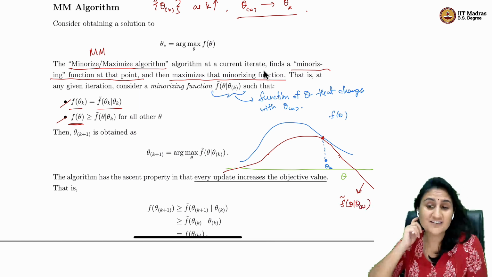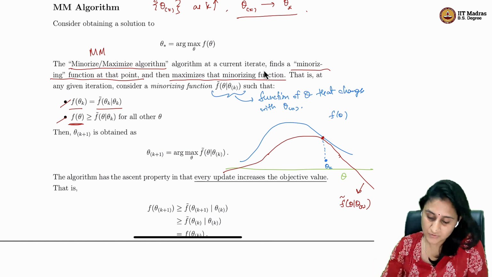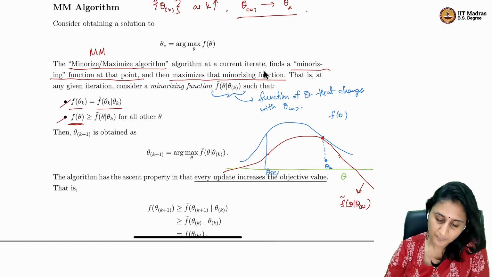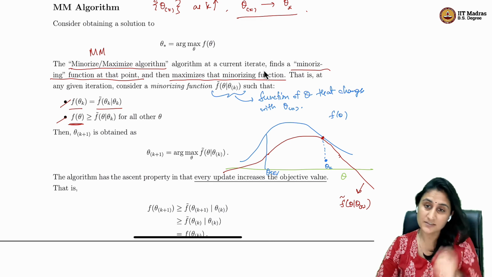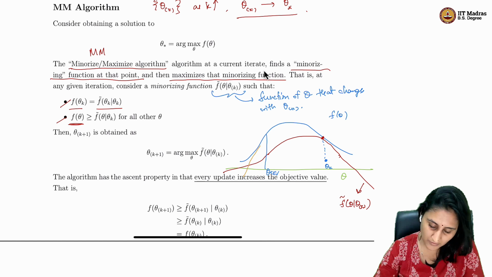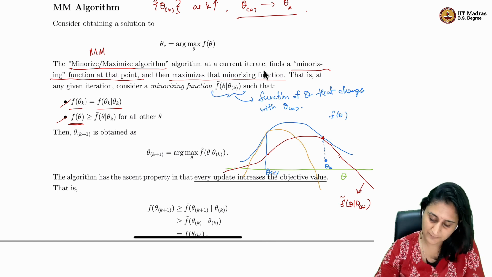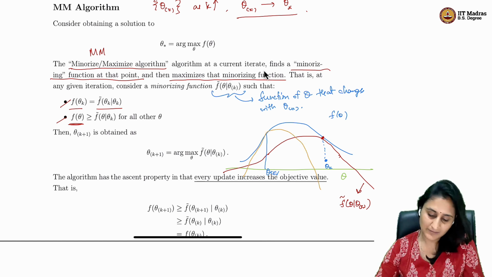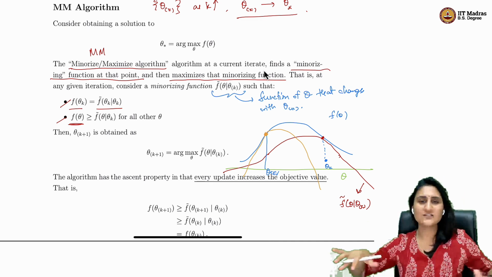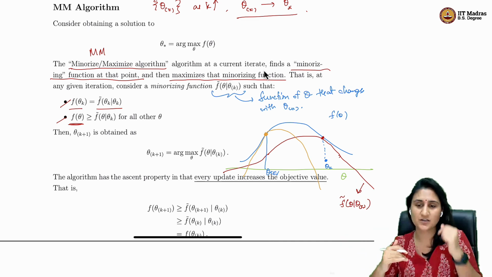Now the key point here is that it's given theta k. So if this is theta k, that's great. If this is theta k, then my objective function is still f of theta, but my minorizing function could look something like this, where it touches the function only at this point or at this point, and everywhere else the minorizing function is below my objective function.